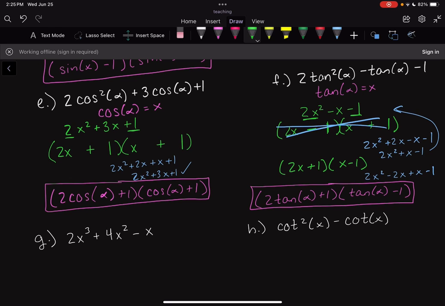So for g, sometimes when we factor, we can look for what's called a greatest common factor. So in this case, all of these have an x, which means I can factor it out to the front. So I'd then get 2x squared plus 4x minus 1. Now that doesn't factor any further, so we can leave it there.